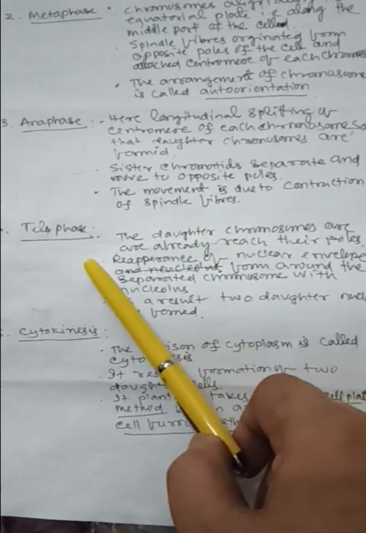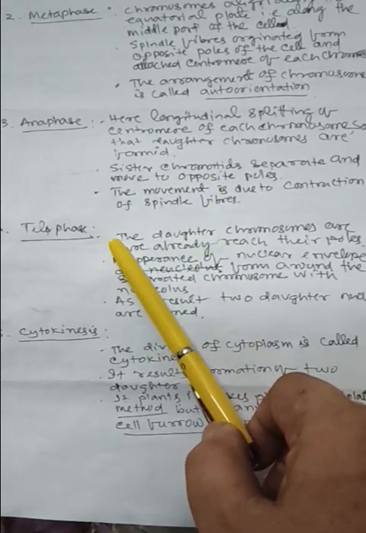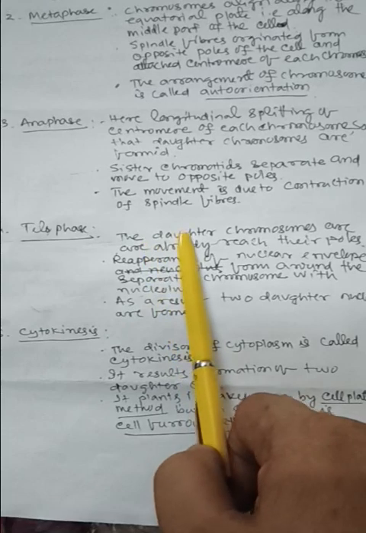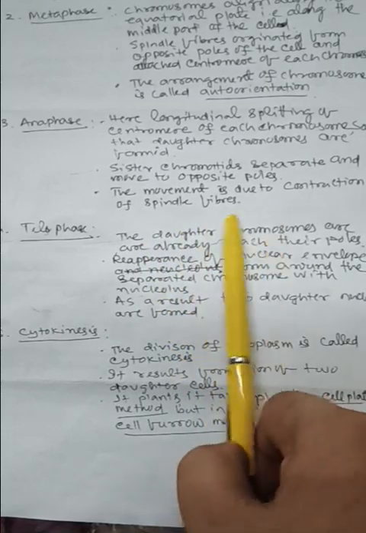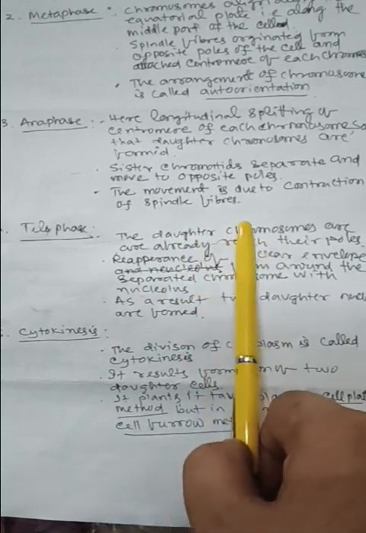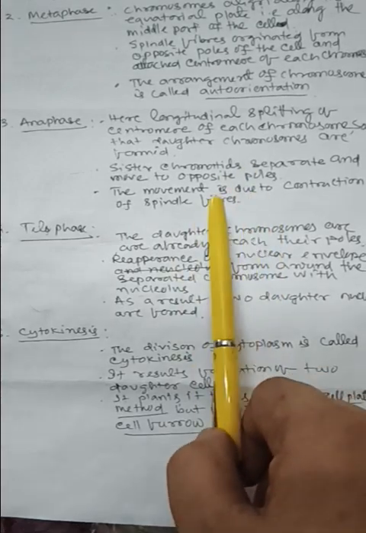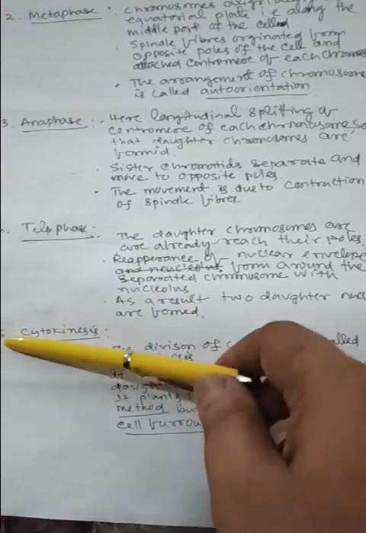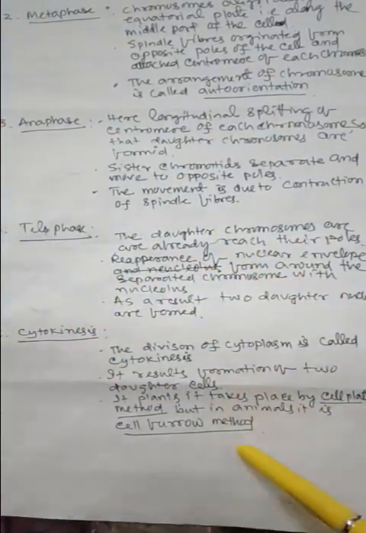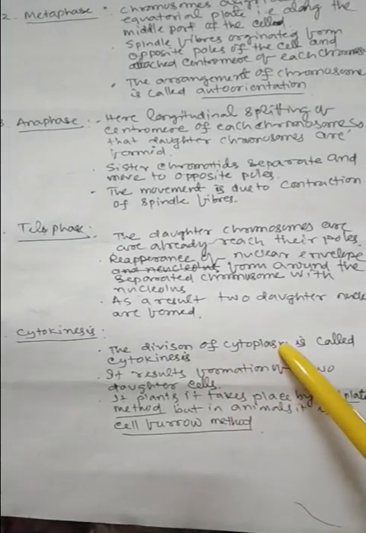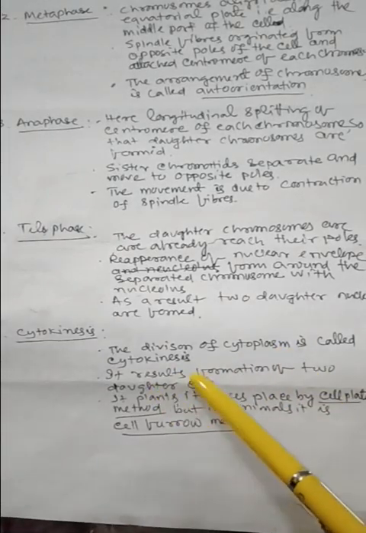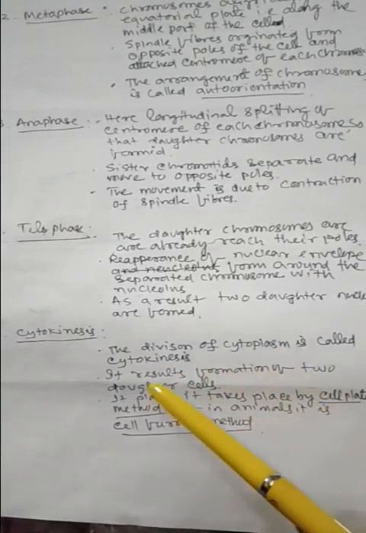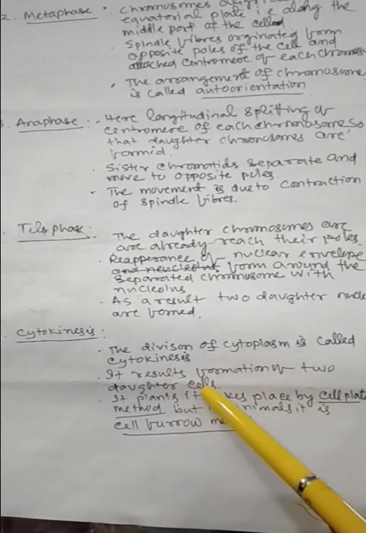The last one is telophase, the final phase, where the chromosomes have already reached their opposite poles. Then the nuclear membrane and nucleolus reappear, so two daughter nuclei are produced, not cells. Cell formation takes place after telophase through the process of cytokinesis. Cytokinesis, the division of cytoplasm, results in the formation of two daughter cells.